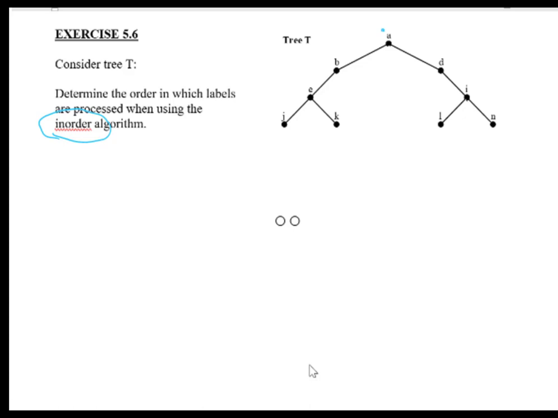So we start at A, first time, B, first time, E, first time, J, first time, but then we go around. So that means second time. Then we meet E again, K, second time, K, first time around, second time, we go to B, second time, we go to A, second time.